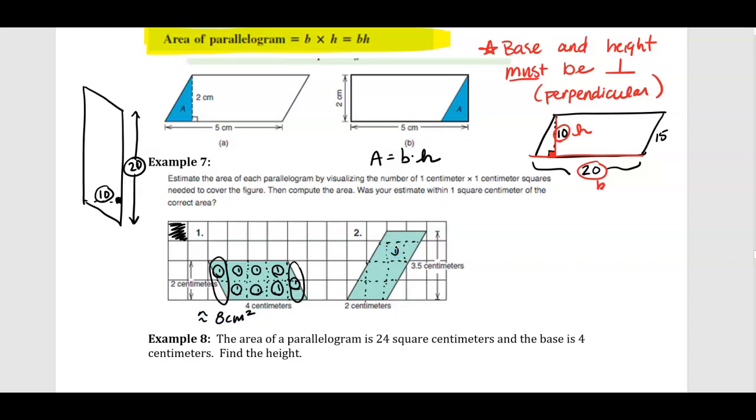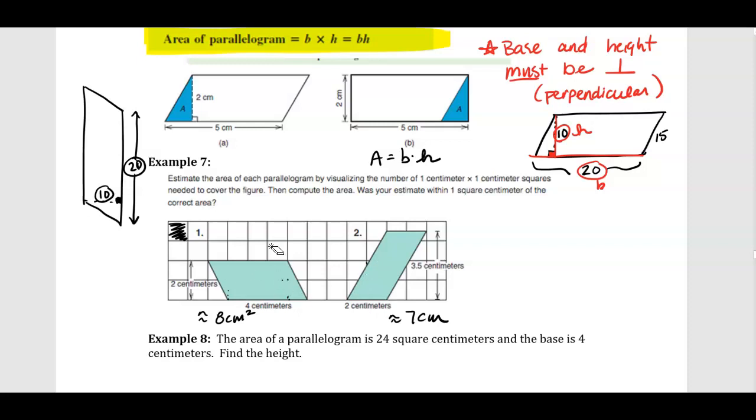And then if I did the same thing here, maybe this is 1, and this is 1, 2, 3, 4, 5, and then maybe this is 6, 7, so maybe about 7. And again, this is just an estimate. So I would start by estimating, and then I'm going to erase this. I'm going to go ahead and use my formula.